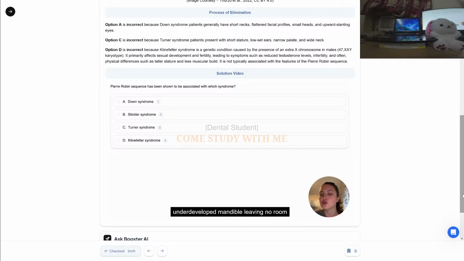Underdeveloped mandible, leaving no room for tongue, pushback tongue, leaving no room for palate to close. So at the end, we see a micrognathic mandible, glossoptosis, which is just displacement of the tongue in the far back of the mouth, and a cleft palate.